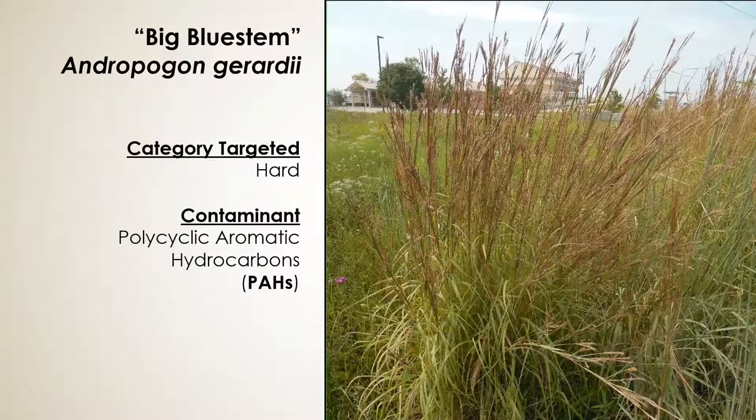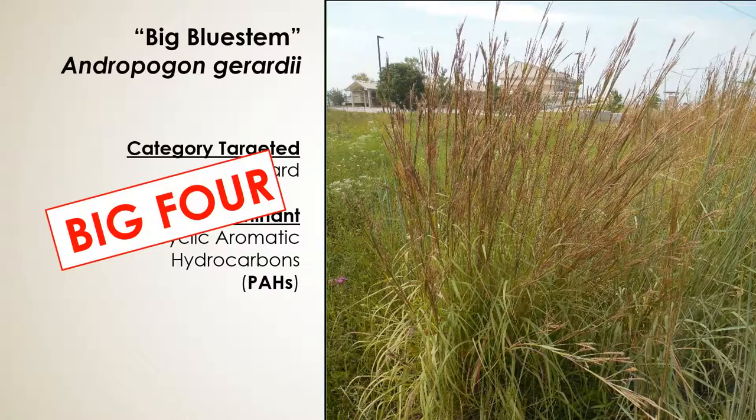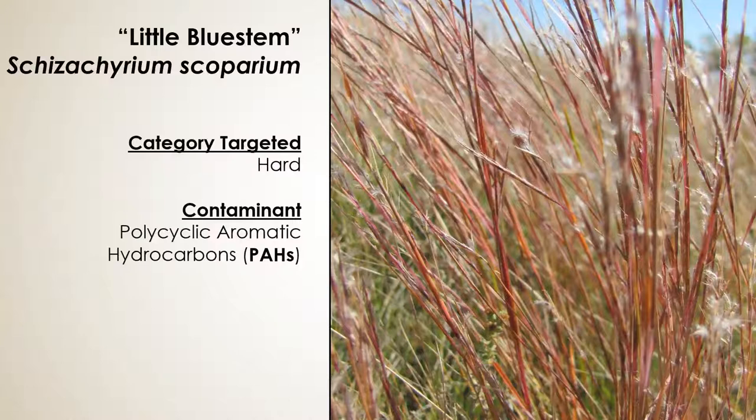All right, so what are some species that we can use for remediating petroleum product? Big bluestem is really effective with phytostimulation, so that means we could use it for easy and hard categories, the polycyclic aromatic hydrocarbons. This is one of our native warm season grasses and one of what are referred to as the big four, which also includes little bluestem. This also can target the harder categories to degrade, the PAHs. And I really want you to drive home the big four.